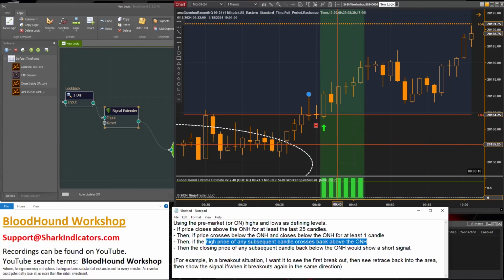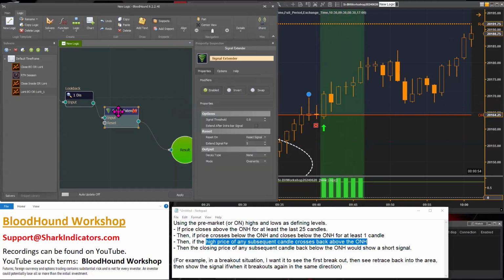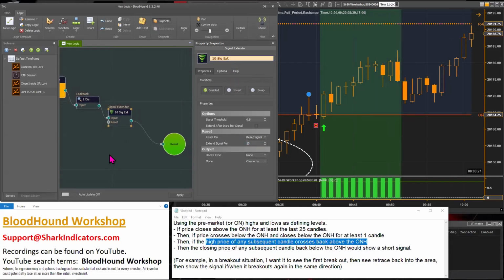So I'm going to assume that this has a limited lifespan once we get to this point. That price eventually needs to close back inside, and if it doesn't, or if it takes too long, then we'll pass on the signal. So I'm using this signal extender here, and just for good measure, we'll give this a 10 bar lifespan.